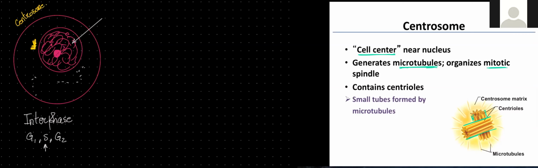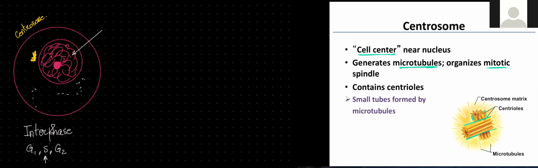So I'm done duplicating the genetic material. I'm done increasing the size of the cell. I'm ready now to perform a mitotic division. I'm ready to perform a cell division. So this takes us to the first phase of the mitotic cell division.